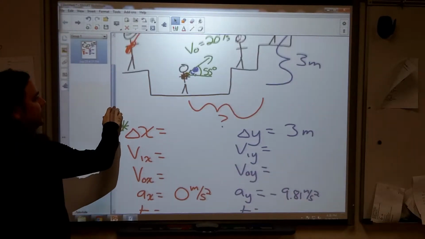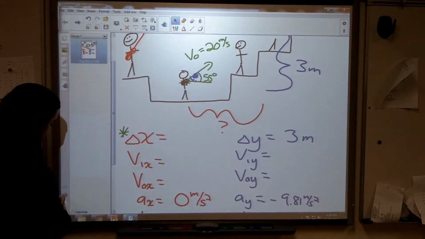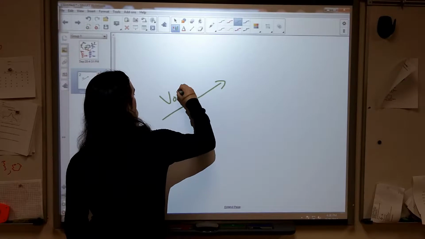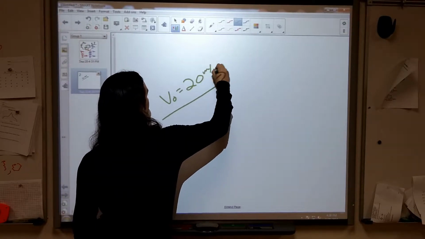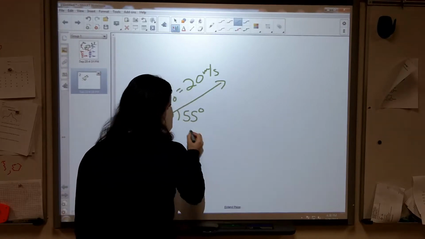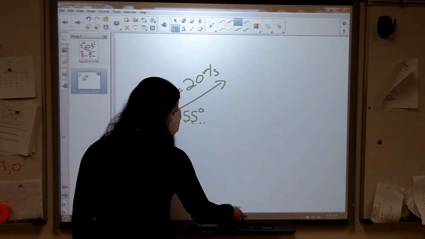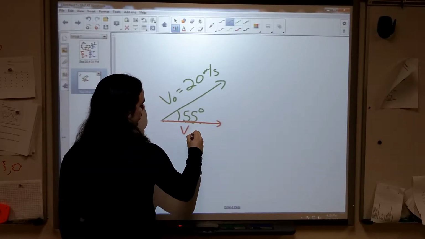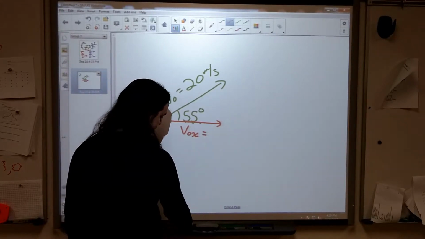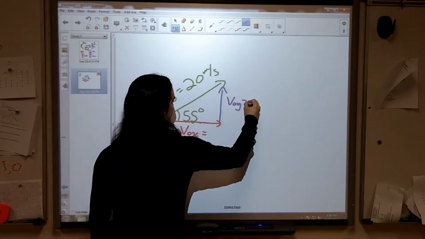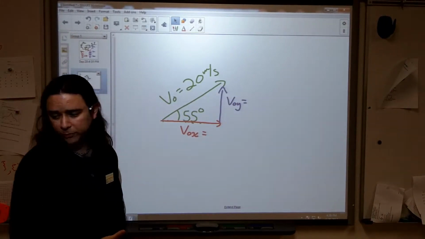So the other thing that I have not looked at yet is the initial velocity. Well, we're going to take this. We know that it is v0 equals 20 meters per second. It is at 55 degrees above the horizontal. That means we will have an x component, v0x, and we will have a y component, v0y. This is some of that vector stuff that we dealt with before.